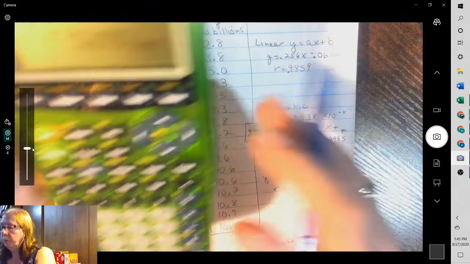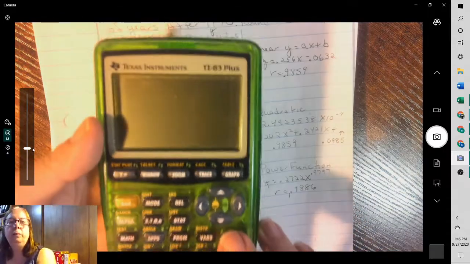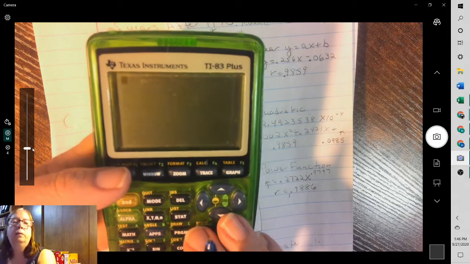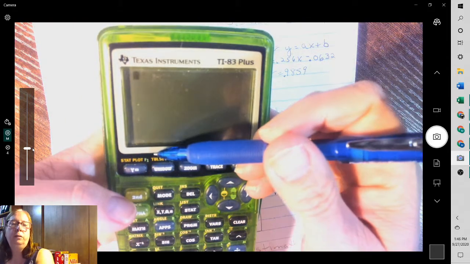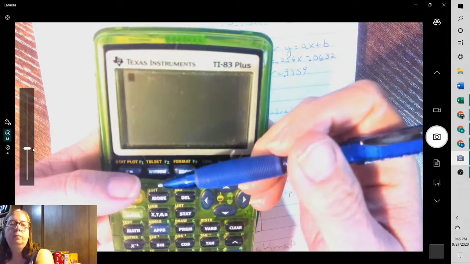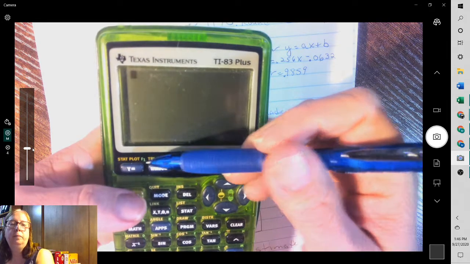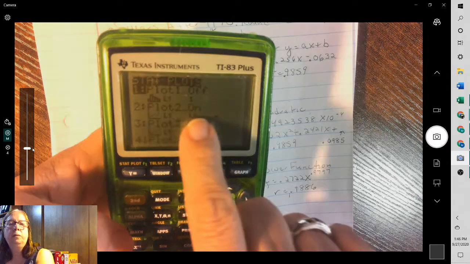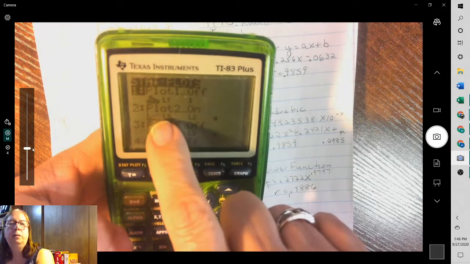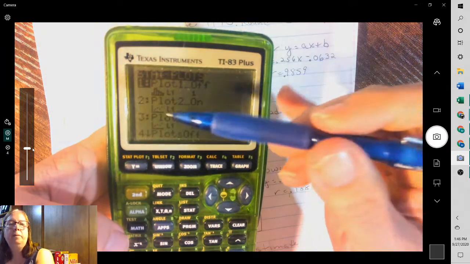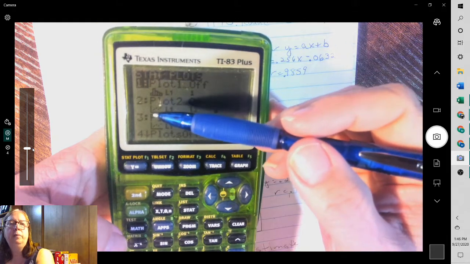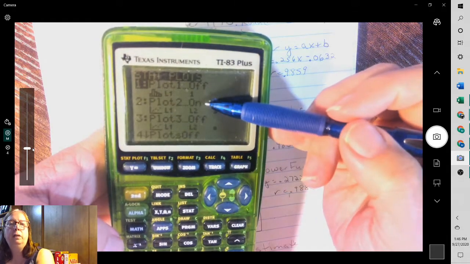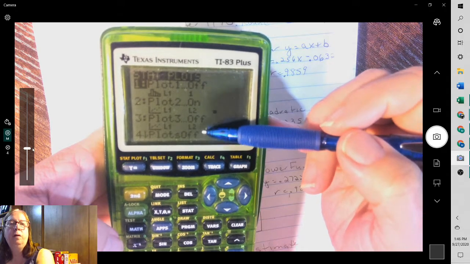To see how close, when you want to graph your data, we already have it in L1 and L2. You want to go to Stat Plot first. Make sure this one is on, because this is the one that's going to plot the points. This one makes like bars. This one makes the dots that you want. So you want to make sure it's on and the others are off.